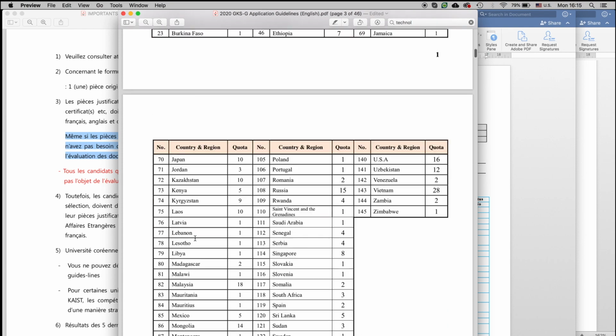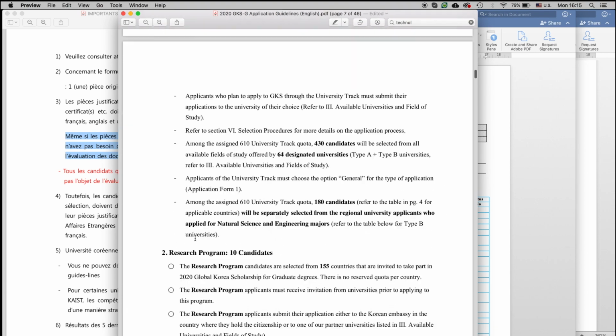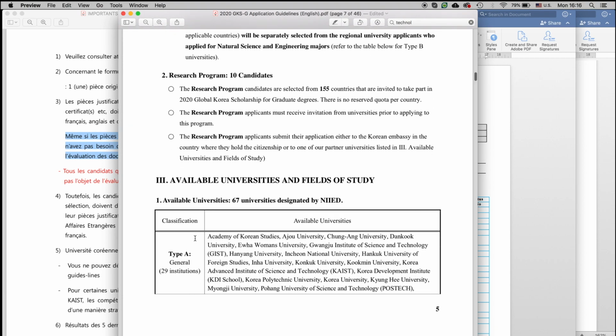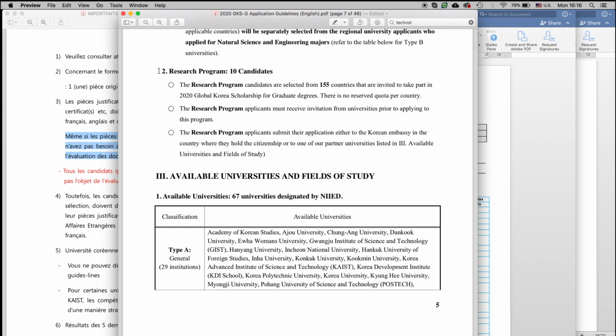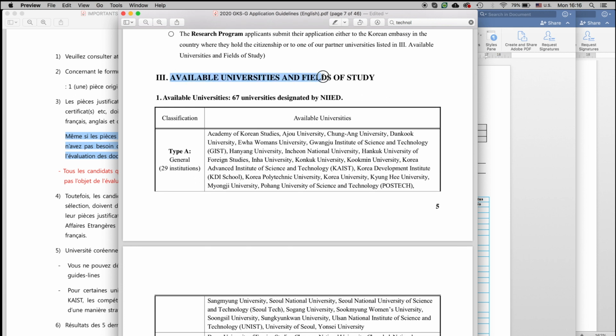Let's go to the next important point that you have to keep in mind. It will be, okay, this is what I just said, the number of seats available for research programs. The second point for me is here, the available universities and the field of study. So what university will accept you and what type of study you can do there. So here is the list of available universities you can go through.